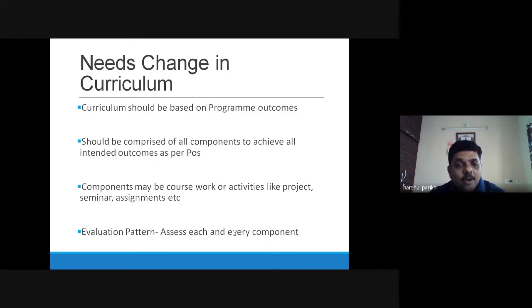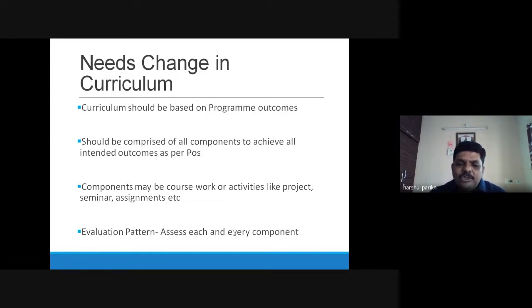Components may be coursework, activities we give to the students, or tasks we give to the students, like projects, preparing models, making a PowerPoint presentation, or building a simulation kind of experiment. This is the work we are giving. So components may be classroom teaching, coursework, or activities we give to them.